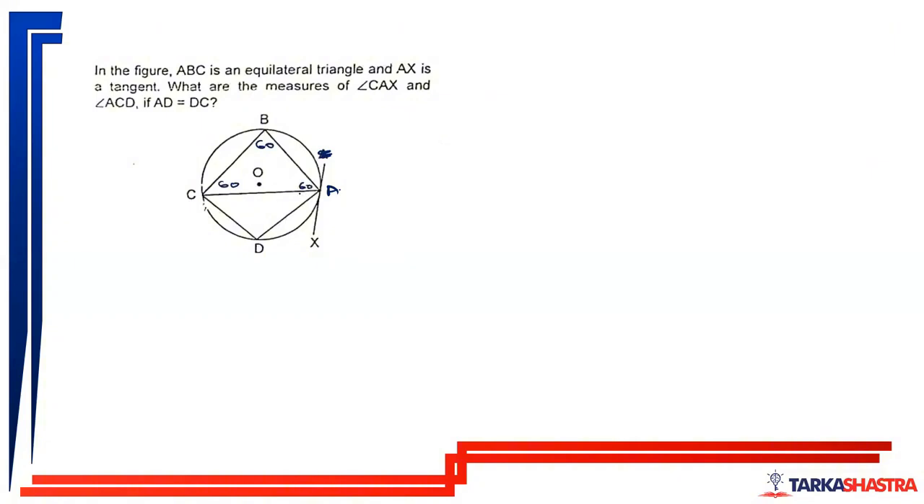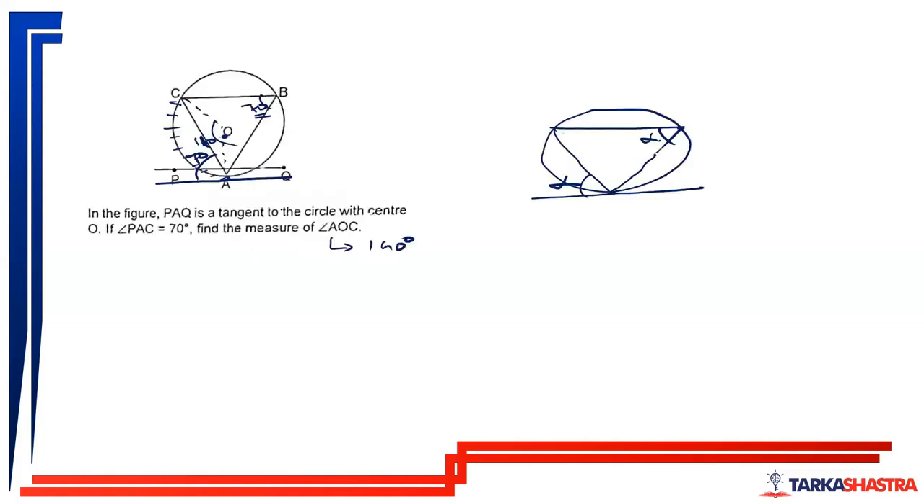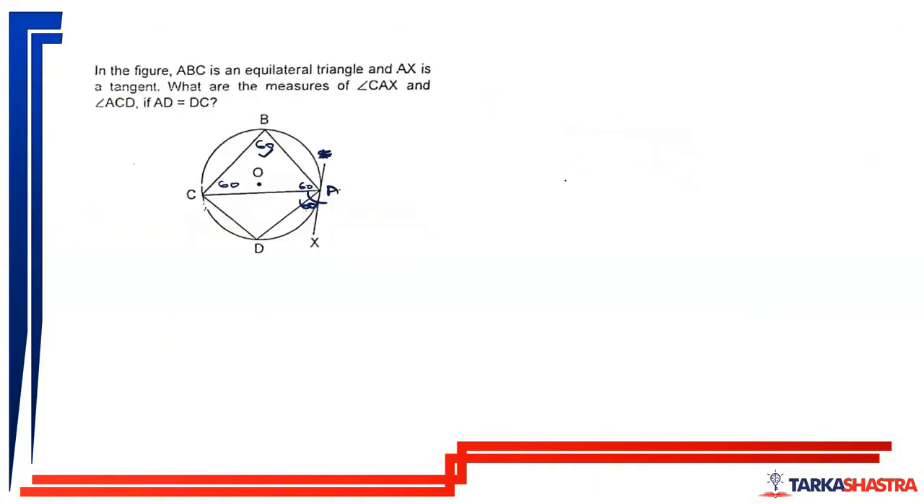Now angle CAX will also be 60, because if this angle is 60, this angle will be 60. Why? Because we are following the alternate segment theorem. We have just seen that. So if this angle is alpha, this angle will also be alpha. So if this angle is 60, this angle will also be 60. So angle CAX is 60 degrees.